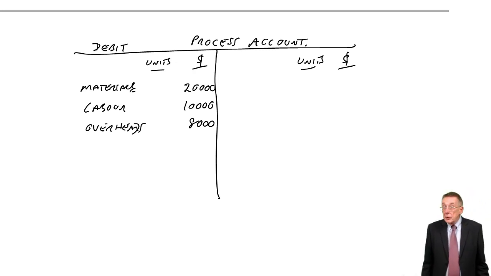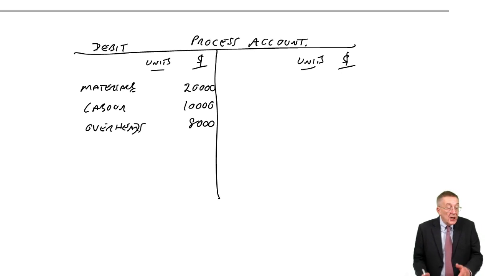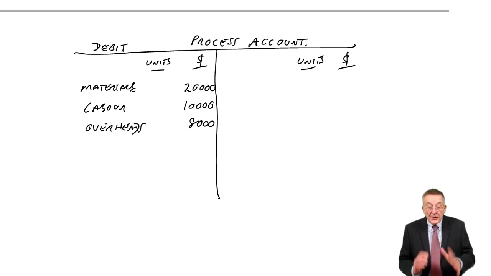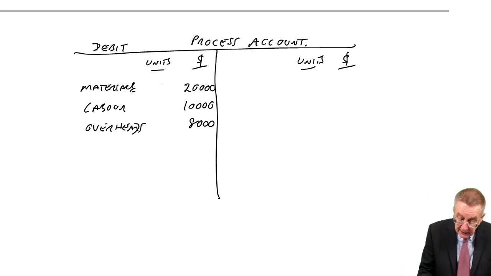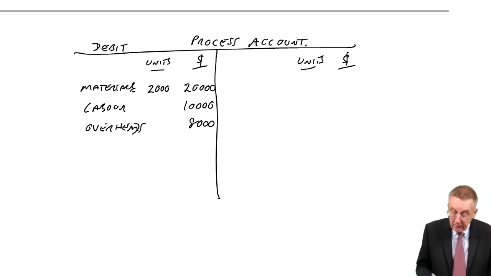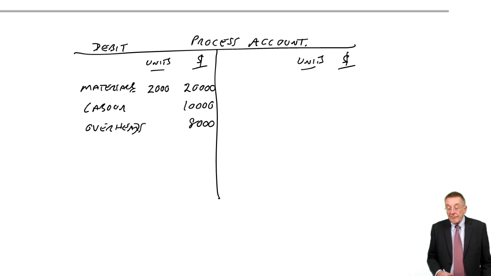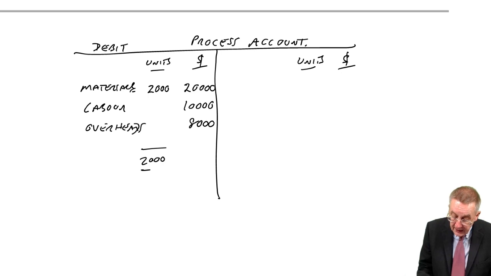And we keep a check on the units as well. The units, we always assume the units go with the materials. So as soon as we spend the money on the materials, it's when we start working on 2,000 units. So all the costs go on that side. And of course, there's 2,000 units. We've spent a total of 38,000.